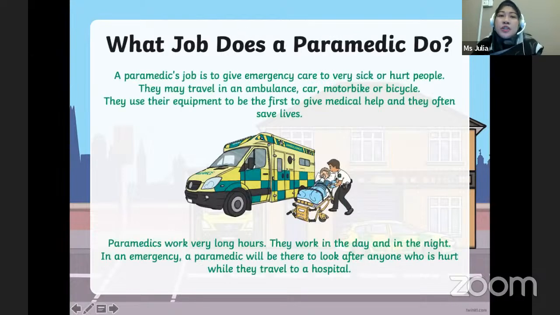Okay. So what job does a paramedic do? So this is the definition of a paramedic. Here we are. Wow, so dark. Oh, because this one is usually purple. Okay, never mind.